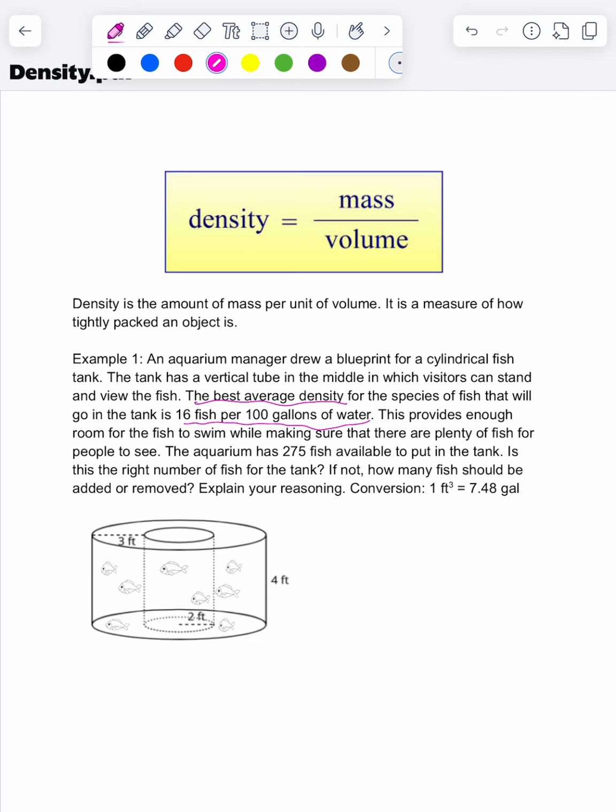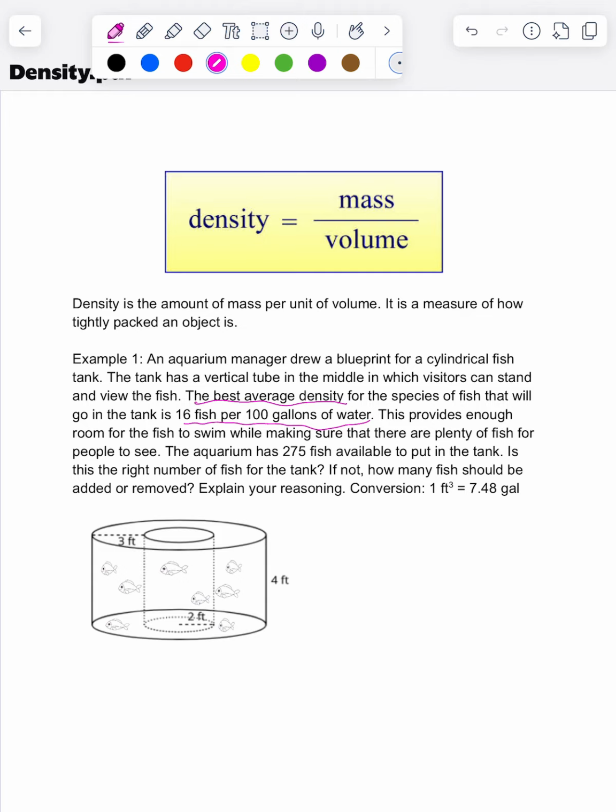They want to know whether they have too many fish and need to not put all of them in the fish tank, or if they have too few fish and need to go out and get some more in order to achieve the good amount for the tank that they have. So that's our goal: to determine if they need more fish or if they have too many fish, so that way they know.